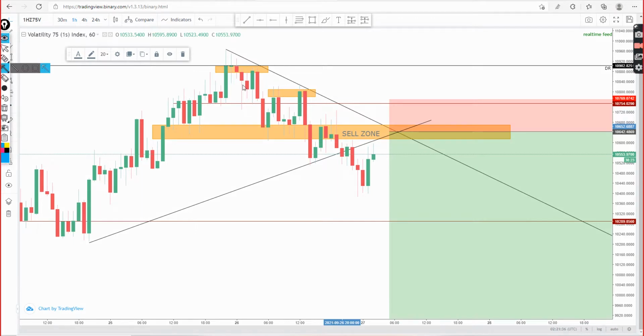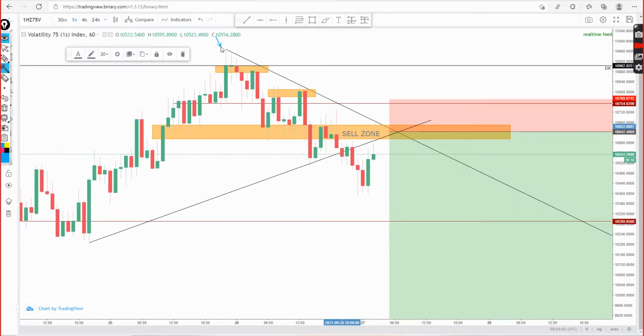Even if you look on the 1 hour time frame, this is our high point here. We push all the way down, we created a low point, we have another high point here, we push all the way down, we create a low point, pull back here, here. So once price can pull back, it makes perfect sense.